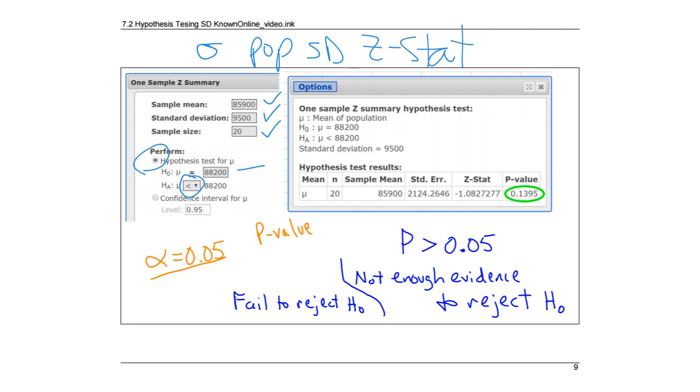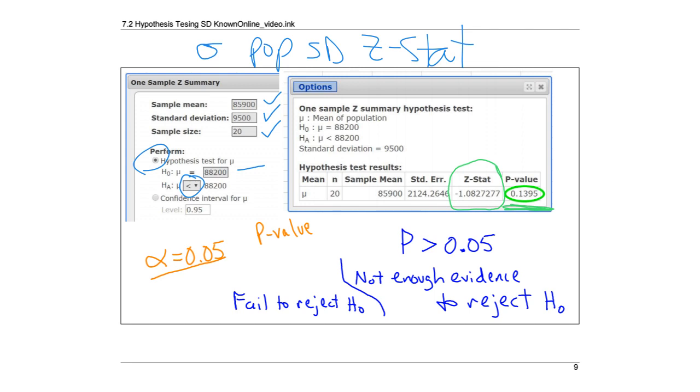Okay, so as soon as you hit compute, StatCrunch gives you everything you need. It gives you the p-value if you want to look at it that way. It gives you the z-stat, the statistical z-score that we need, which if you found by hand, you saw in that other chart that it was negative 1.08. And so we now have everything we need to figure out whether we're going to reject or whether we're going to fail to reject.